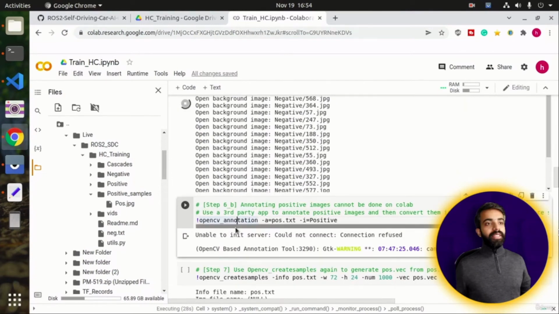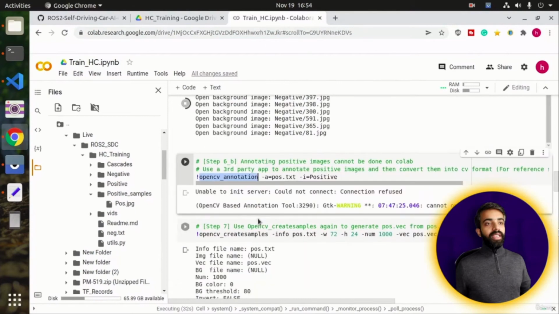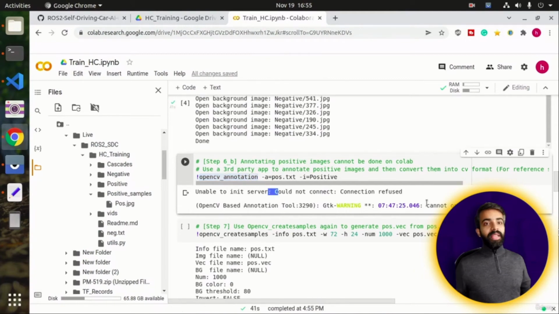Now, this next step simply demonstrates why we cannot use the OpenCV annotation. If you run this particular command, that is OpenCV annotation, which is used to annotate the images that you already have, for example the positive folder images, the problem occurs that we cannot open display, which is a caveat of the CUOI. So either you need to perform annotation in a third-party app, convert it into an OpenCV format, and paste that positive.txt file inside this directory. Otherwise, you will have to follow the augmentation method.